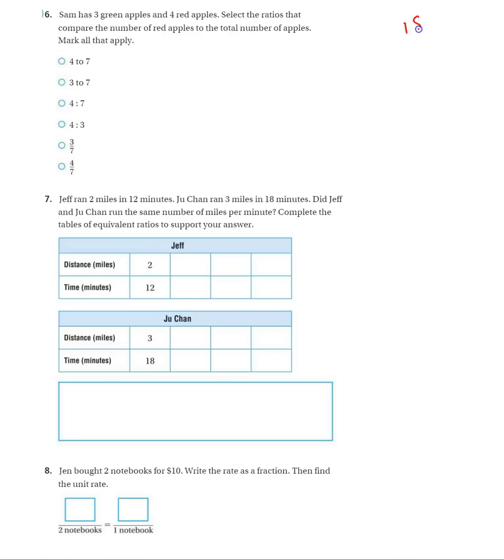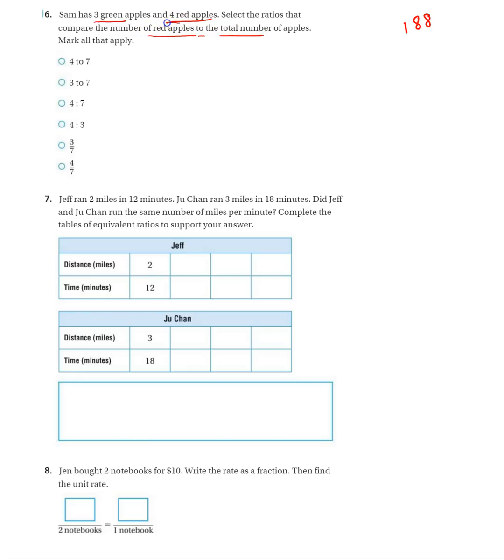Okay, now I'm on page 188 in the Go Math textbook. Follow along. Sam has 3 green apples and 4 red apples. Select the ratios that compare the number of red to total.